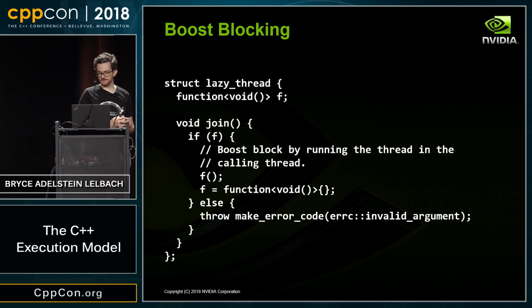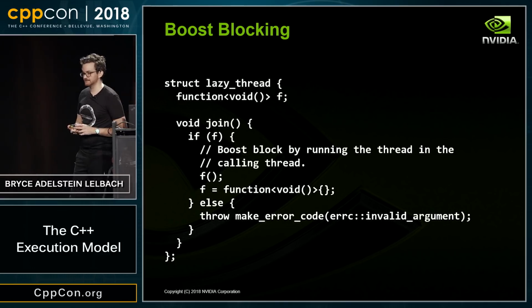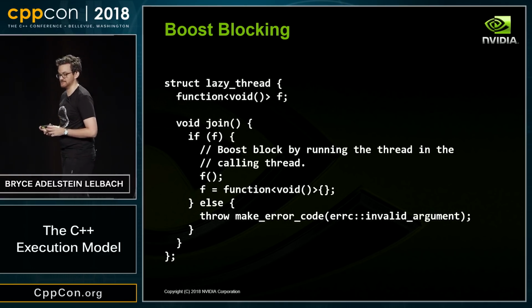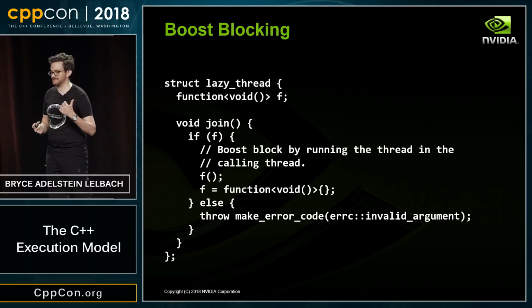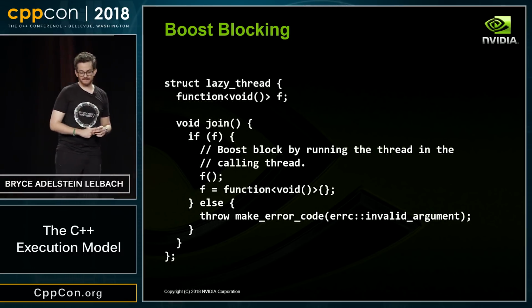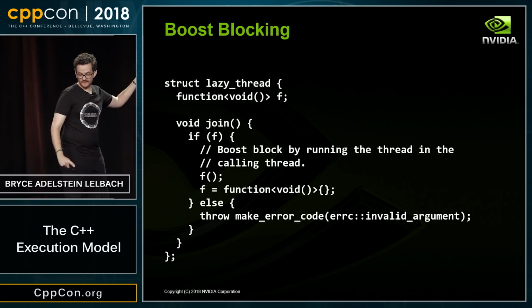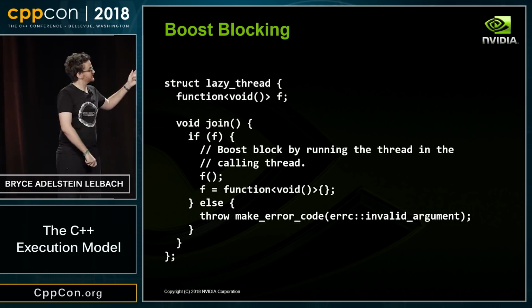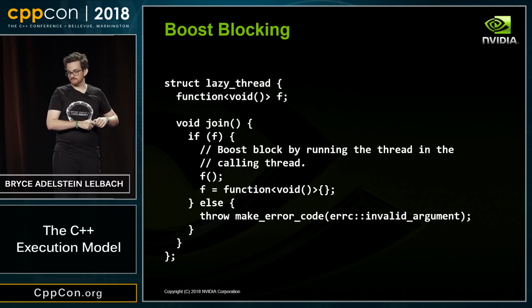So here's an example of what I'm going to call a lazy thread. This is a very simple, really bad std::thread-ish implementation. It's really just a std::function in a class. It's very boring: std::function void. And this is what join would look like for this. If I've still got the function here, when I call join, then I need to ensure that it will run. And one way to do that is for me to just run it.